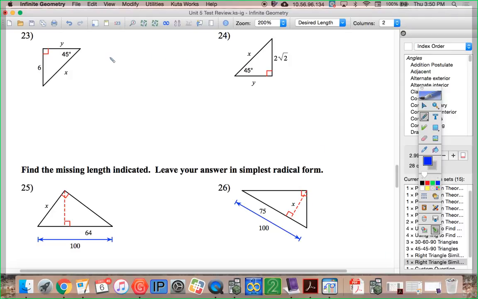Okay, so this is a 45, 45, 90, so the two legs are the same. So this one would also be 6. Then to get to the hypotenuse, you just multiply by radical 2. So that's 6 radical 2.